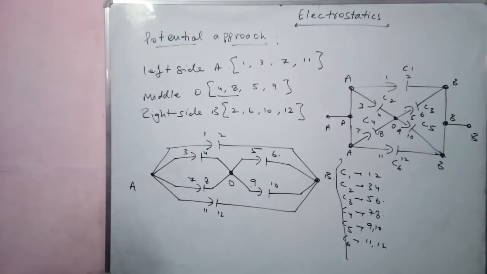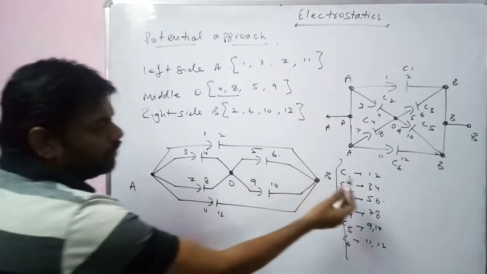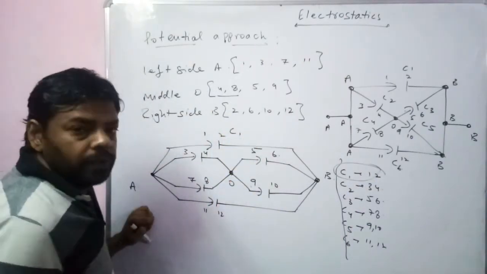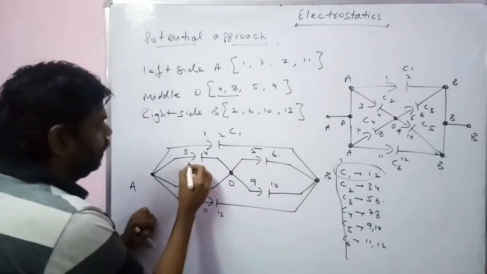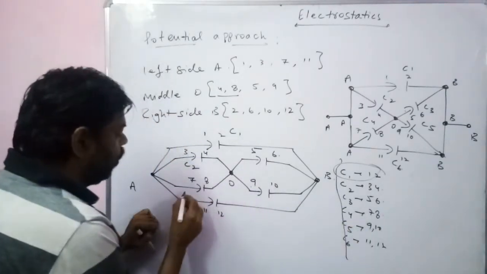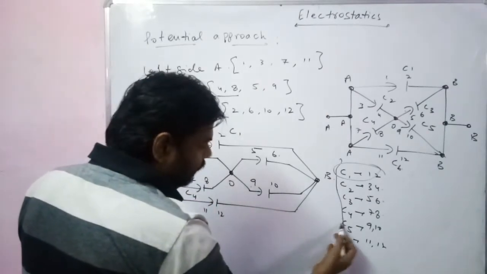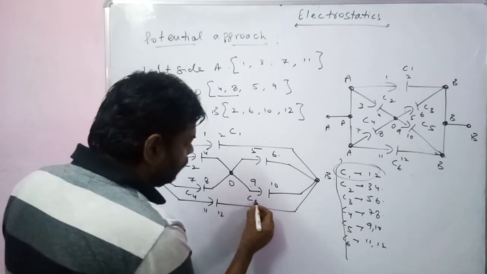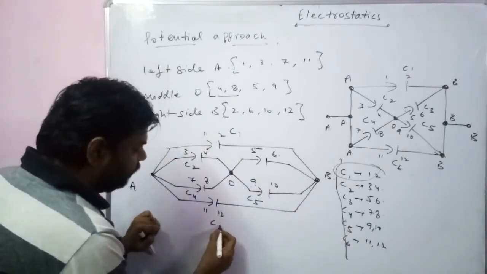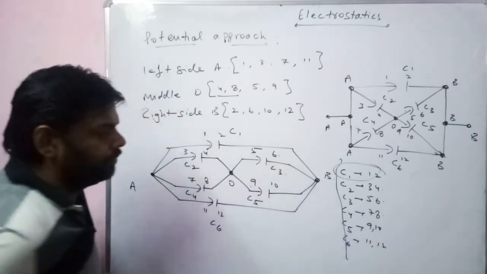Now what you have to do? We have to just write out the names of the capacitors. This 1, 2. It was the capacitor C1. 3, 4. It was the capacitor C2. Then 7, 8. It was the capacitor C4. Then 9, 10. It was the capacitor say C5. Then 11, 12. It was the capacitor say C6. What about 5, 6? It was the capacitor say C3.